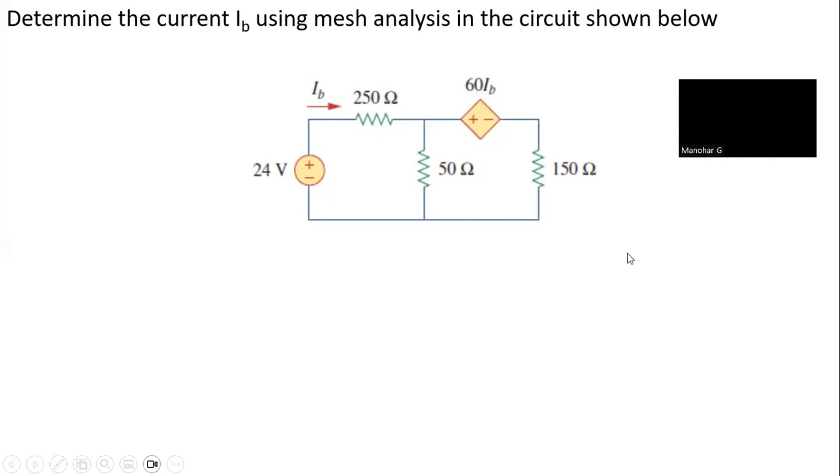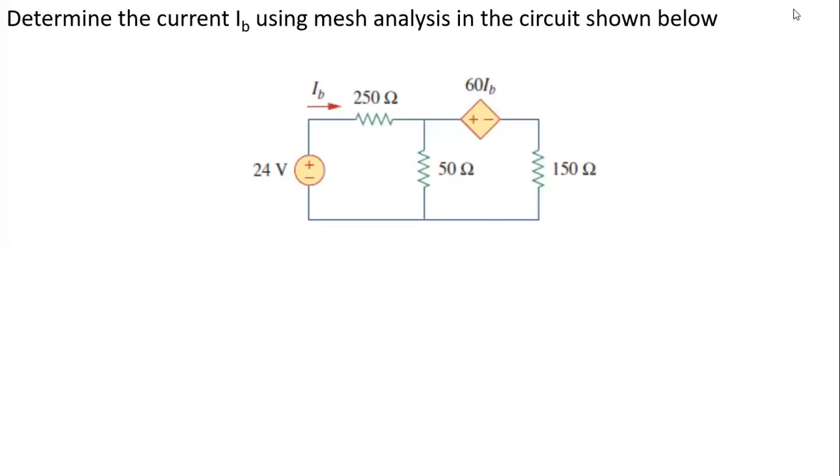Good morning, all. Today we'll discuss mesh analysis in circuits comprising dependent sources. For example, we need to determine the current IB in the circuit using mesh analysis. Clear? The problem with dependent sources is that the number of unknowns will become more.